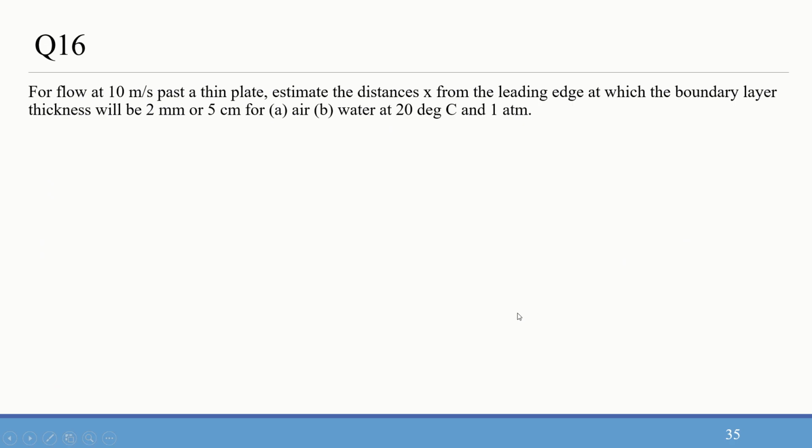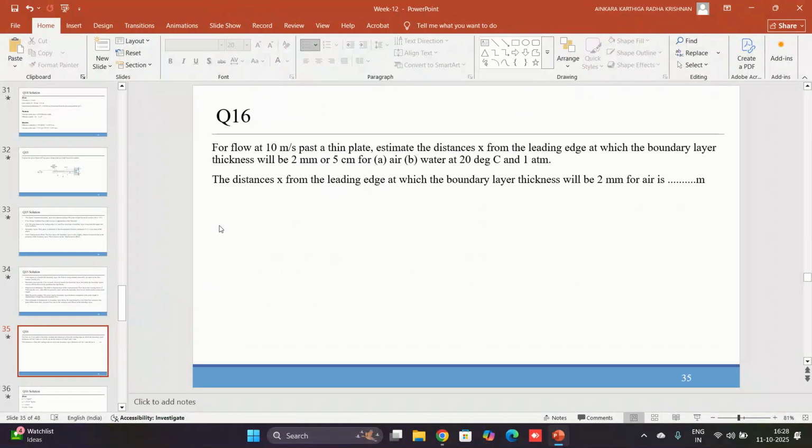For flow at 10 meter per second past a thin plate, estimate the distances x from the leading edge at which the boundary layer thickness will be 2 mm or 5 centimeter, for air and water at 20 degrees Celsius and 1 atmosphere.